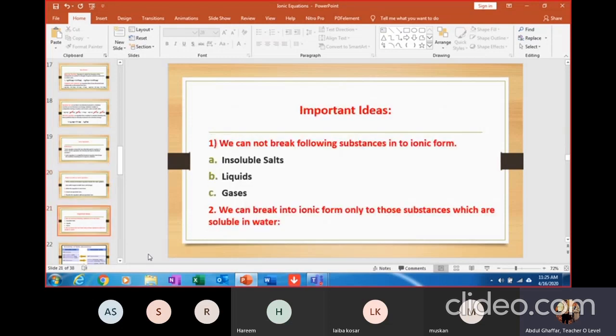Done. Then there are two questions in our mind when we discuss these rules or steps. Number one, we cannot break compounds which cannot be ionized. So these are the three important substances which we cannot break into ionic form. Number one, insoluble salts. Insoluble salts will remain insoluble. They will be in solid state. You cannot break them.